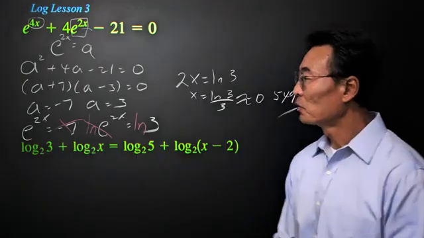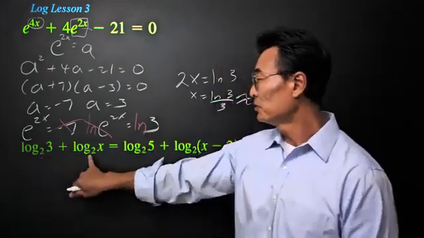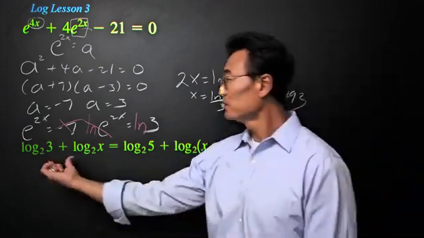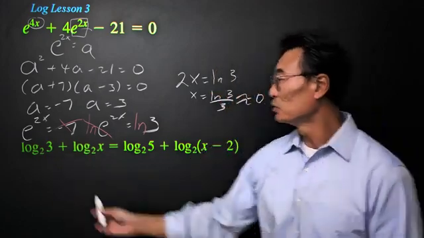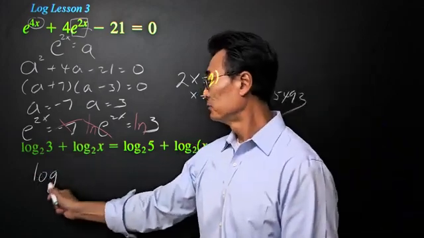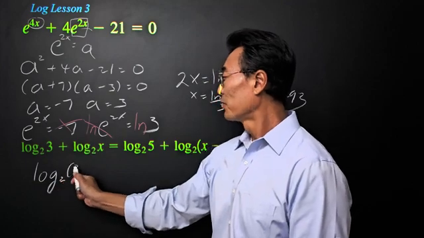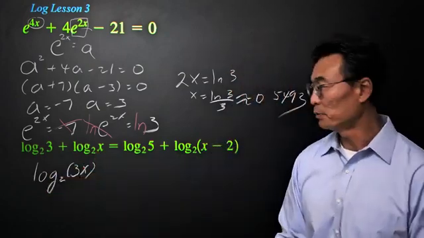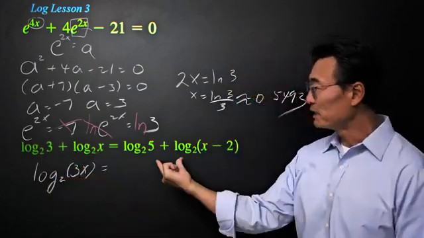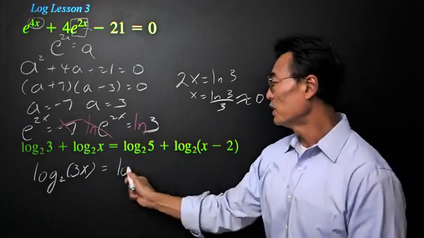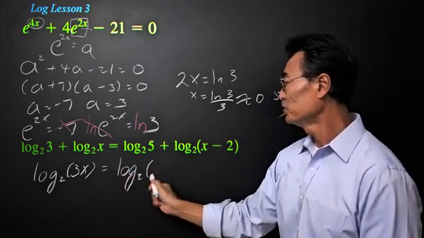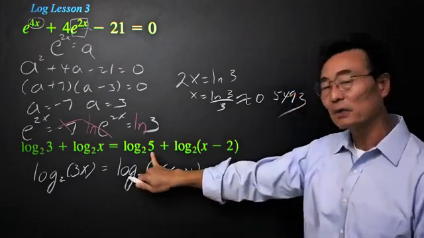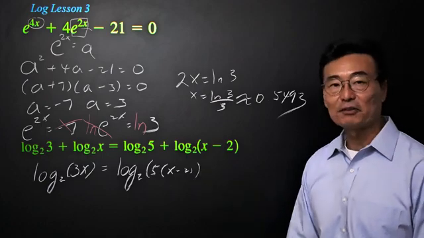In this example, notice that we have log of base 2 in 4 different places. So first thing I want to do is combine the 2 logs on the left side, which will give us log of, again, base 2, 3x. Remember, we multiply the arguments. Next, we're going to combine these 2 logs as well into 1, where we have log of base 2, 5 times x minus 2. Again, we multiply the 5 and the x minus 2.